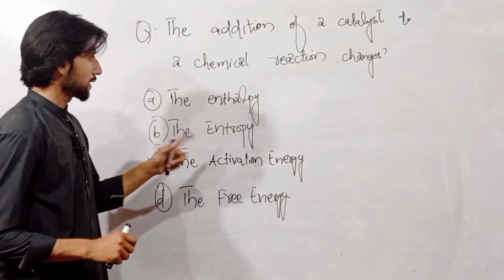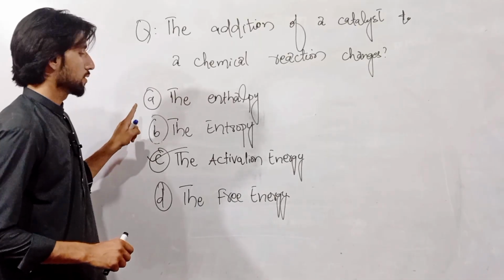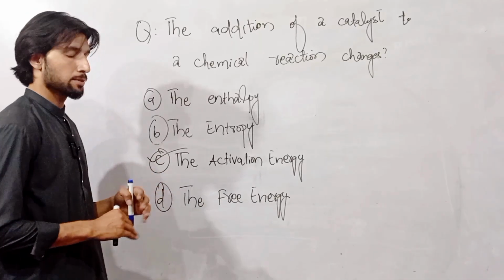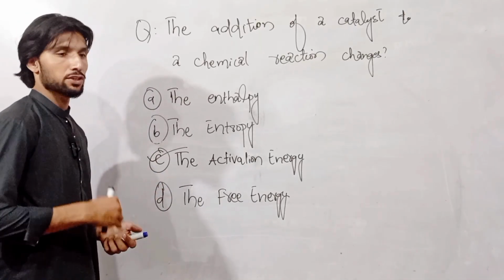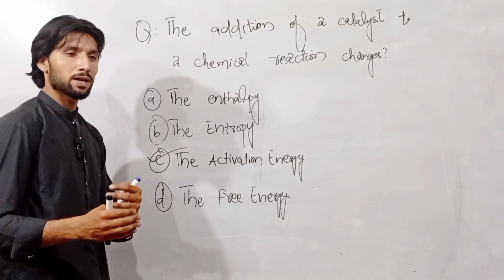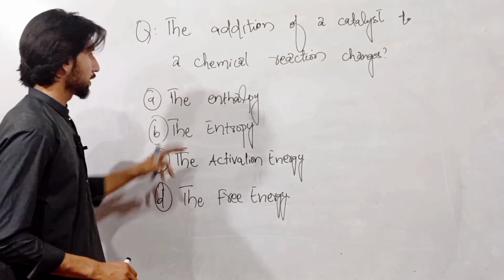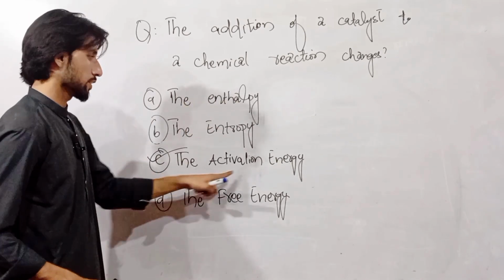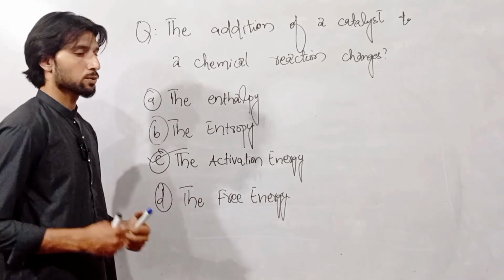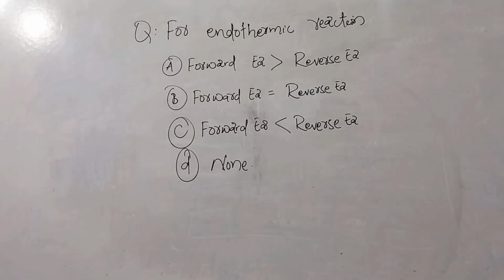And what does the catalyst do? It does not change those things. It just provides an alternative path for the reaction to happen. And a state function does not depend upon the path followed by the reaction or the system to reach there. So it just changes the activation energy of the system. So now the molecule with lower energy can also form.